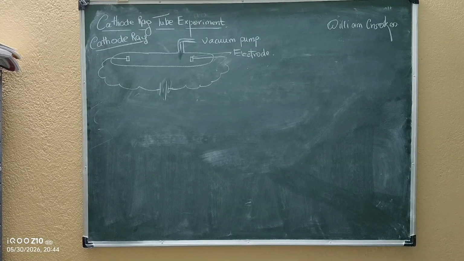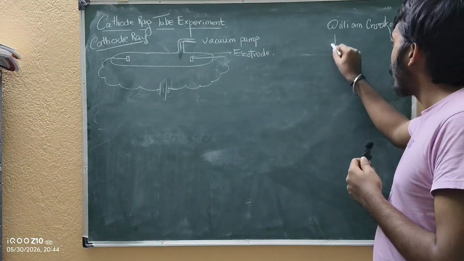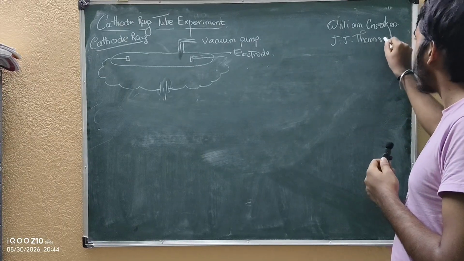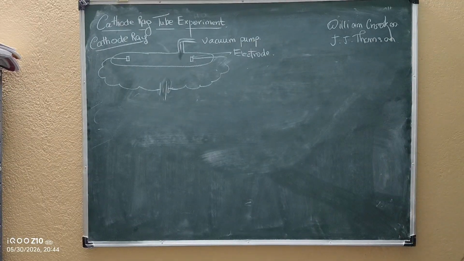Clear? So who discovered electrons? Electrons were discovered by J.J. Thomson, who came a little bit afterwards, after William Crookes. So first William Crookes discovered the cathode ray. Later on, J.J. Thomson came and he discovered the electrons, right? That means the composing particle of the cathode ray, the electrons, was proved by J.J. Thomson. We will come to that later on.